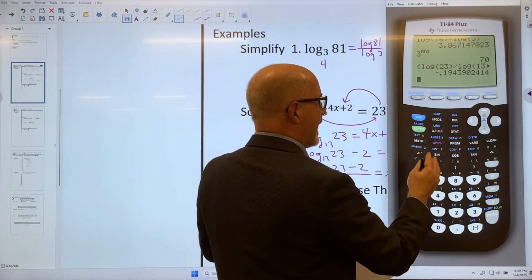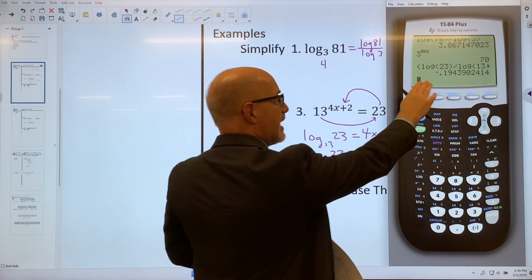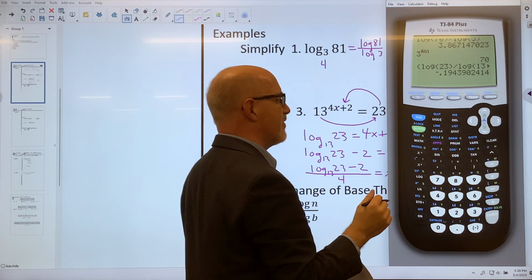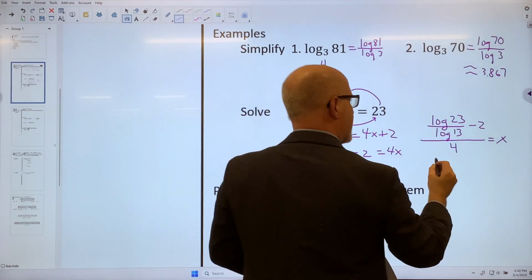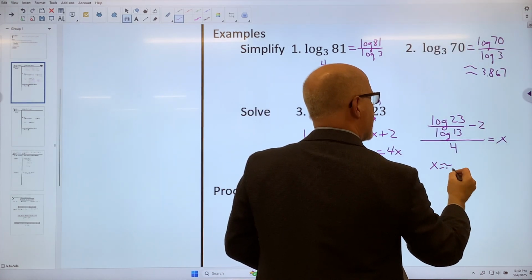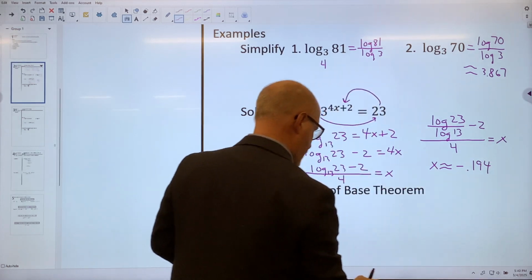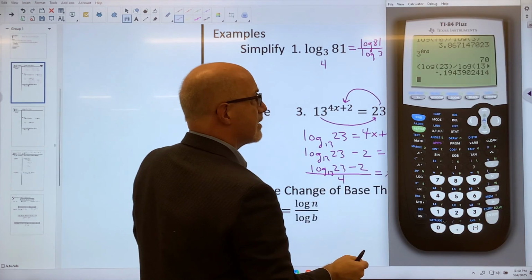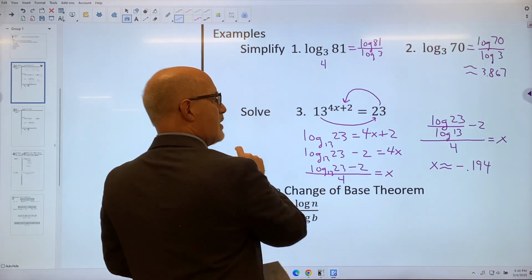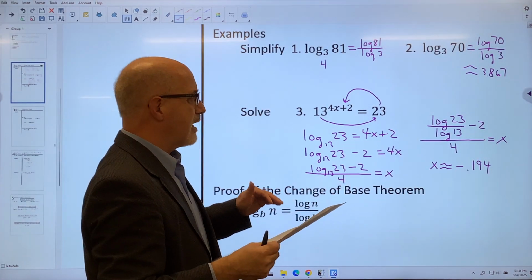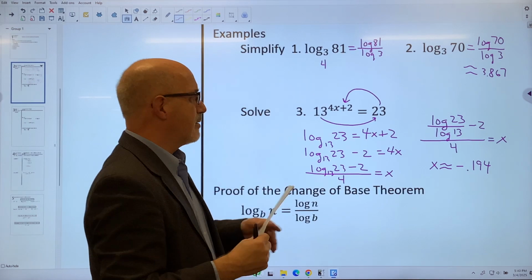So when I look at my answer here, I'm going to get an answer of negative about 0.194. So x is going to be approximately negative 0.194 if I were to round that. Okay, so notice my answer there gives me, let's just redo that.